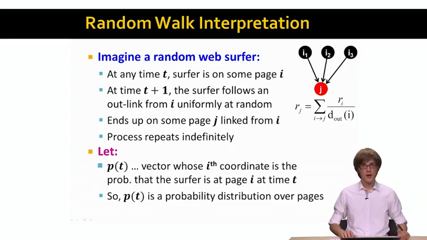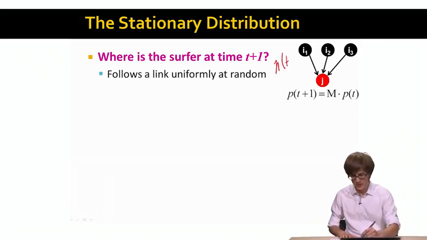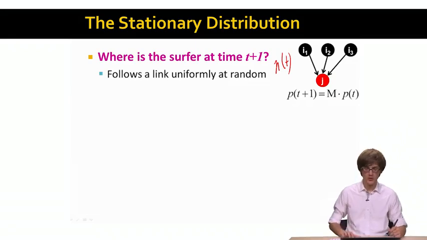Okay, so now that we have defined the process and the notion of p of t, the next question is to ask, where is the random walker going to be at time t plus 1? Given the probability distribution of where the random walker is at time t, that is p of t, the question is, where is the random walker going to be at the next time step? And the answer to this is actually very, very intuitive.